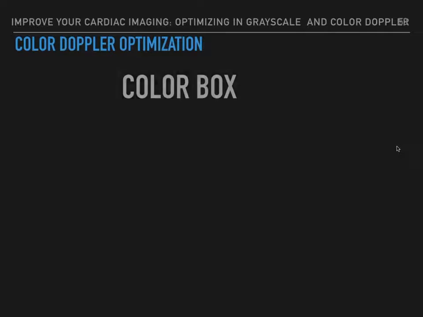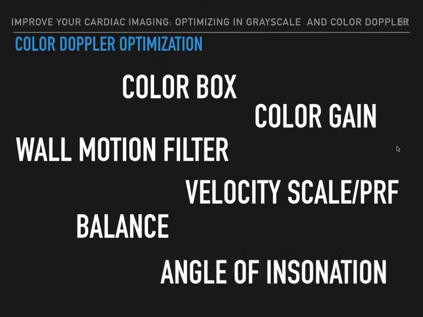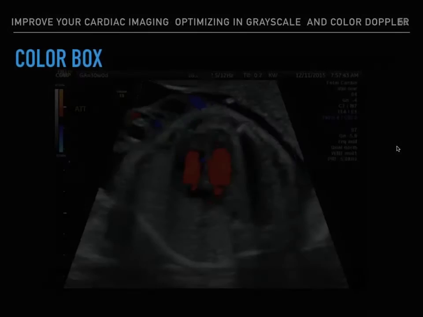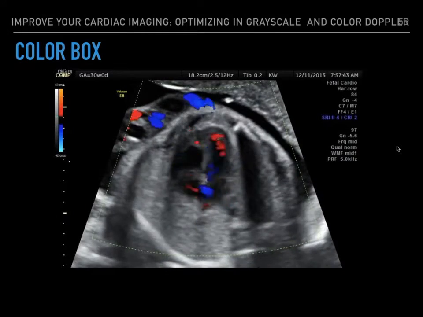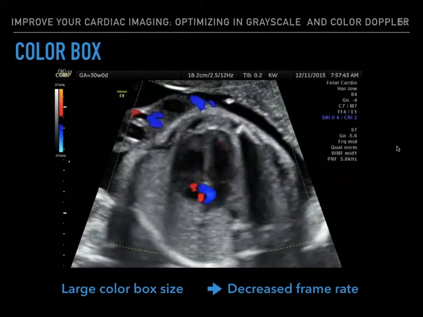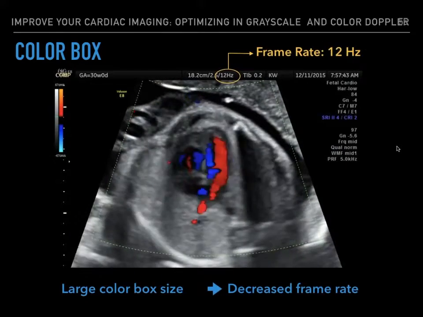So color Doppler examination of the fetal heart is enhanced when these proper settings are applied. So let's review these applications to avoid improper use of these settings. The color box, when activated, slows the frame rate to a significant degree. So here's an example of a large color box. And as you can tell, this clip has a decreased frame rate, and the frame rate is 12 Hertz.